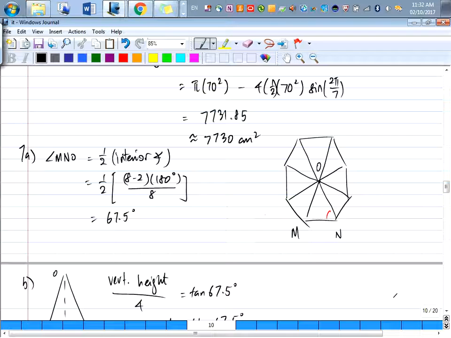Okay, the red angle over here is half of an interior angle by symmetry. All these triangles, they are congruent. So the red angle that I require is also the red angle over here. And I can calculate the one interior angle. Number of sides minus 2 times 180 divided by 8. And I half that, 67.5.